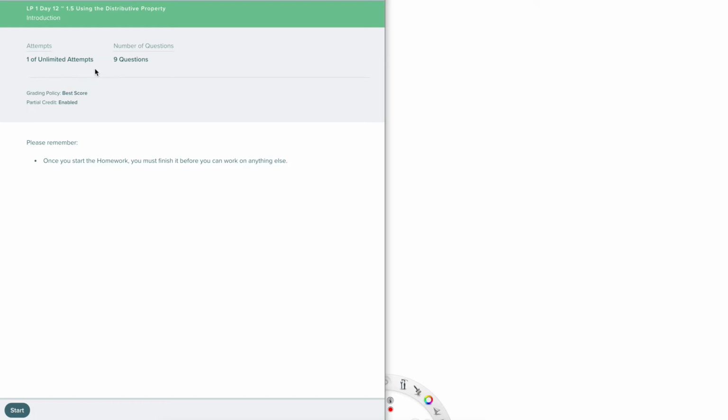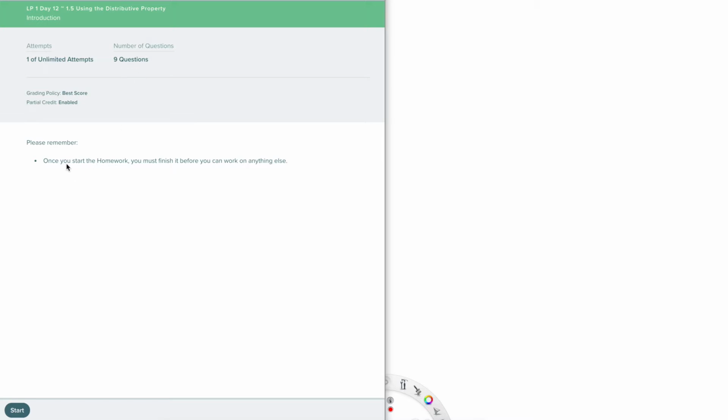You always have unlimited attempts, meaning you can come in and complete the assignment as many times as you would like. That's true of homework, tests, and quizzes. Number of questions just depends on the section. This particular one has 9. Grading policy is best score, so whichever attempt is the best one is the one you keep. And partial credit is enabled, so if you answer one of 9 questions correctly, you get credit for the one question, or however many you answered correctly.